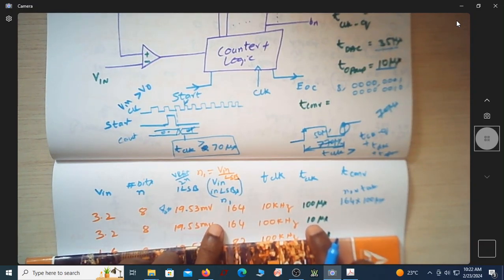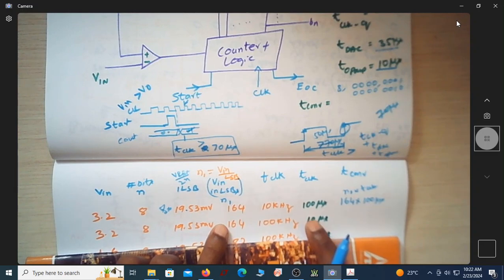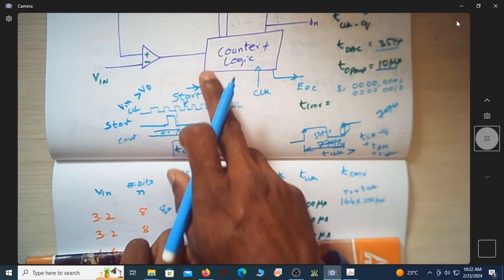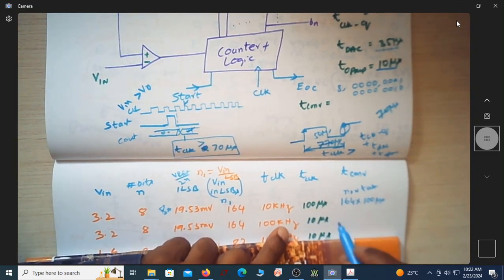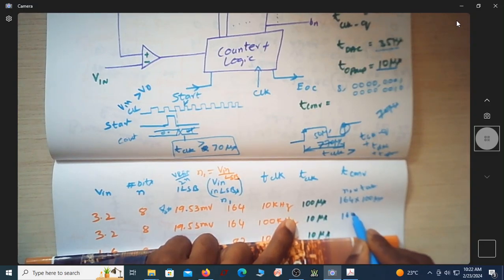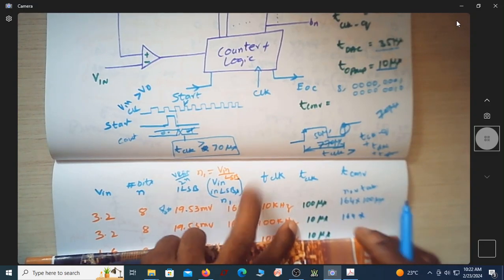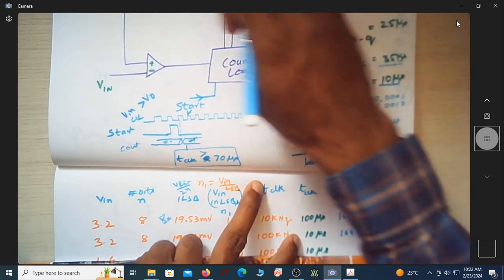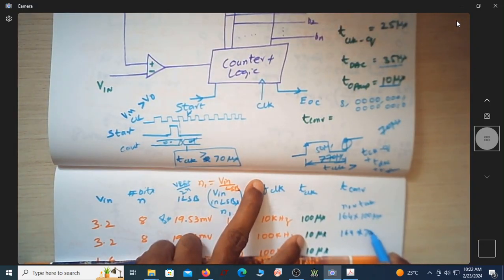Now, since the clock takes only 10 microsecond, I will not get the output immediately. By the time I get the next clock pulse, it is not ready. So the conversion time is now 164 multiplied by the time required for each one of them to respond, that is 70 microsecond.